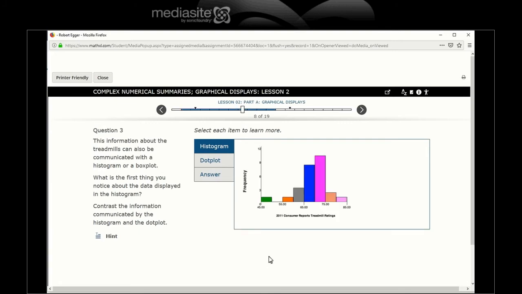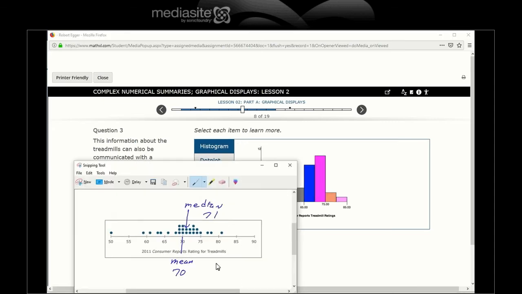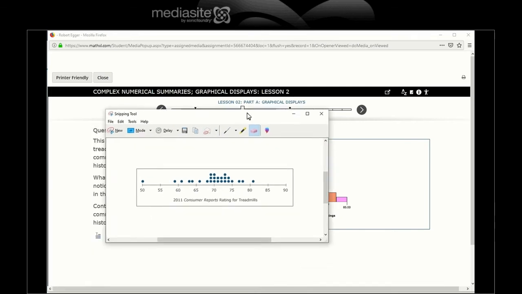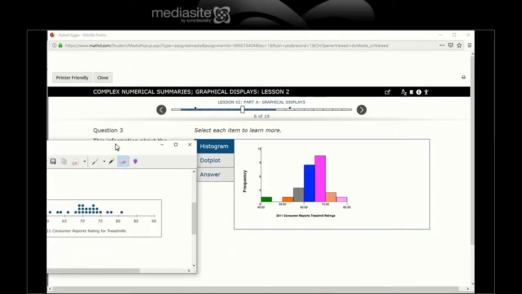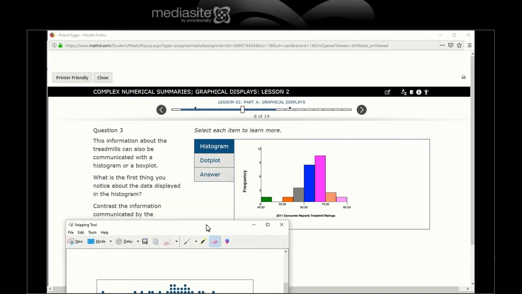Let's see. Also, it can be put into a histogram or a box plot. What is the first thing you notice about the data displayed in the histogram? Contrast the information communicated by the histogram and the dot plot. The dot plot is a histogram. And just so we can do them both side by side. And what do they ask for? What's the first thing you notice about data displayed in the histogram?